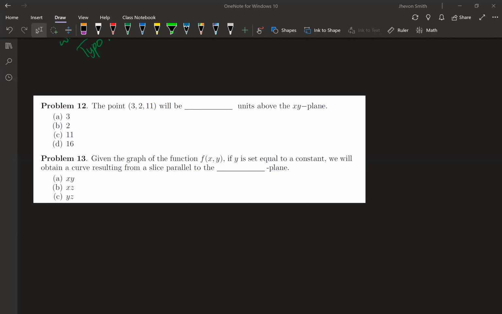Problem 12, poll launched. The point 3, 2, 11 will be blank units above the XY plane. Four options here.